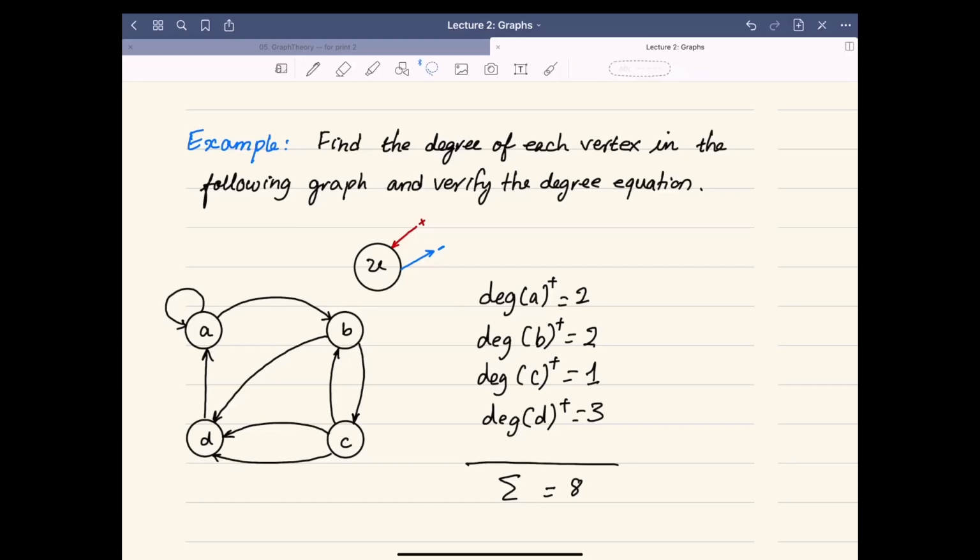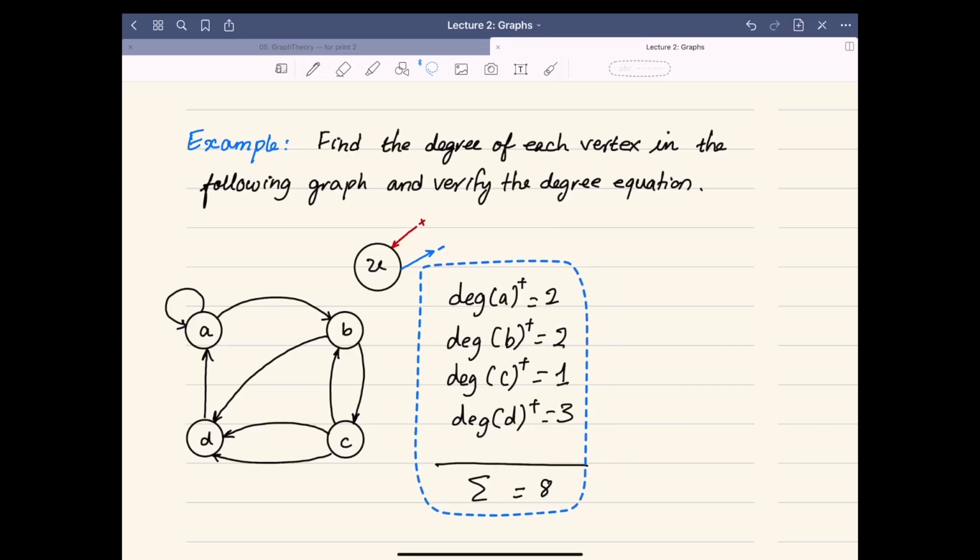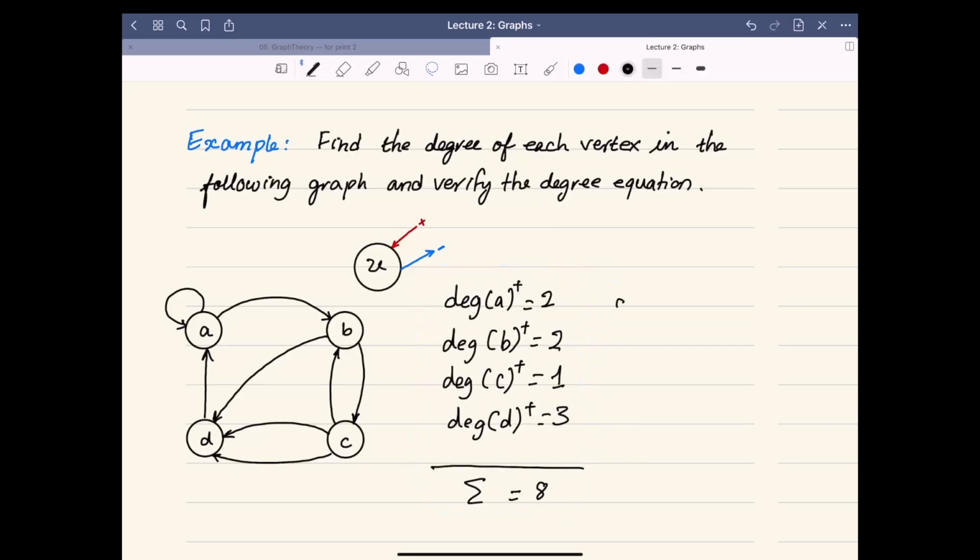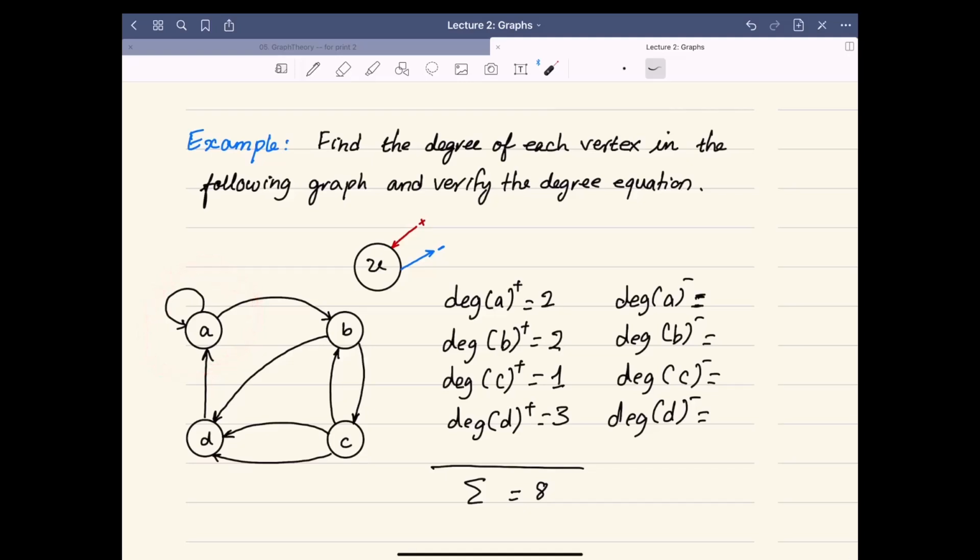Now let us take the plus degree for the same vertices. So degree A minus, degree B minus, degree C minus, and degree D minus. And for minus, it is the number of out arrows. So let's go for A. How many out arrows do we have? We have 1, this is out, and also we have 1 which is out, so here we have 2.